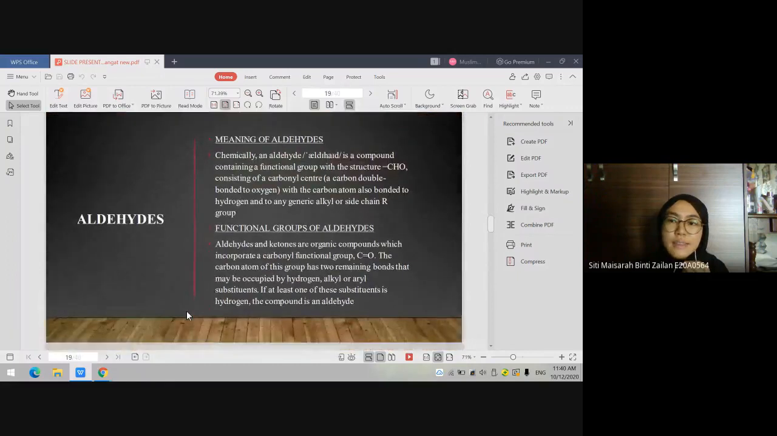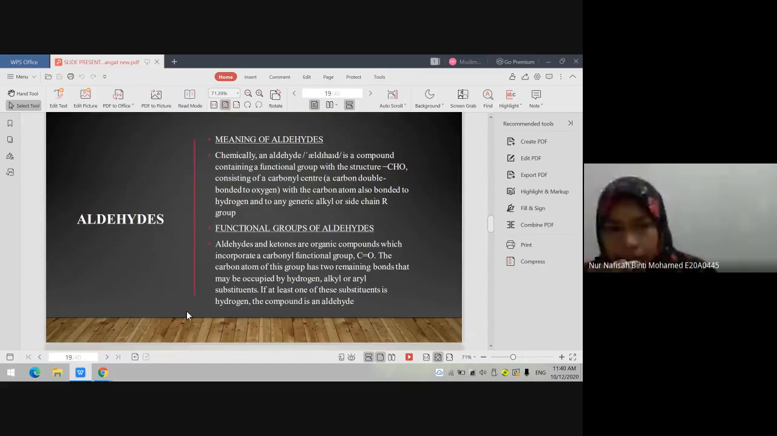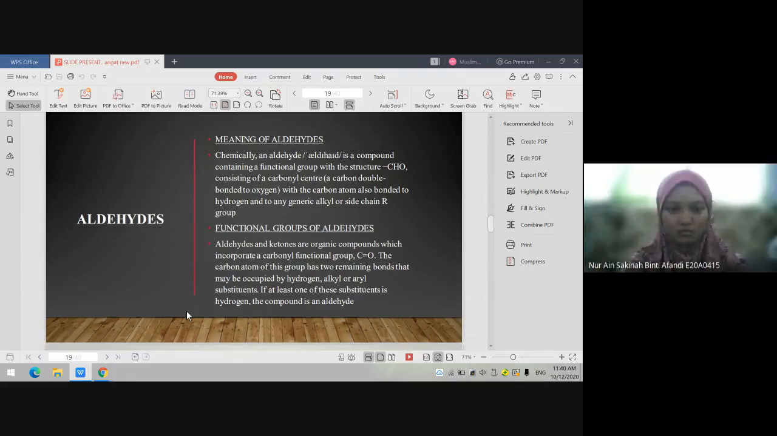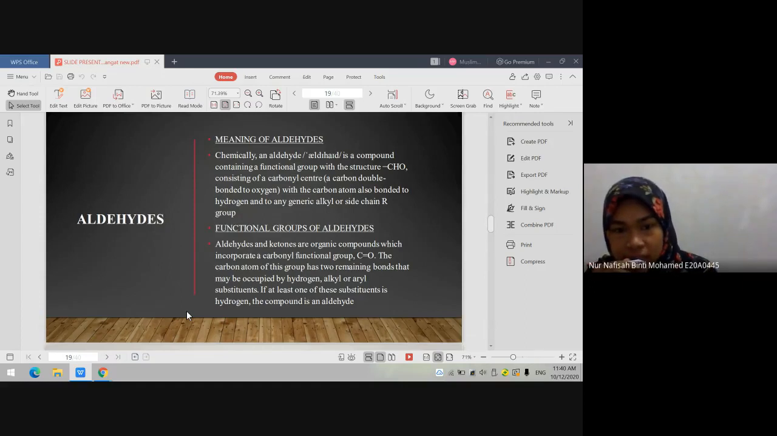Next is aldehydes. So, I will present about aldehydes. Meaning of aldehydes. Chemically, an aldehyde is a compound containing a functional group with a structure CHO consisting of a carbonyl center, a carbon double bonded to oxygen, with the carbon atom also bound to hydrogen and to any generic alkyl or side chain R.